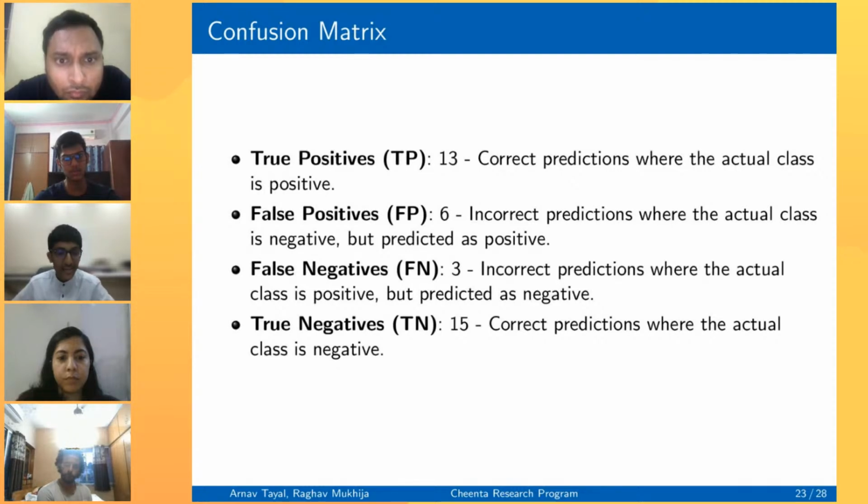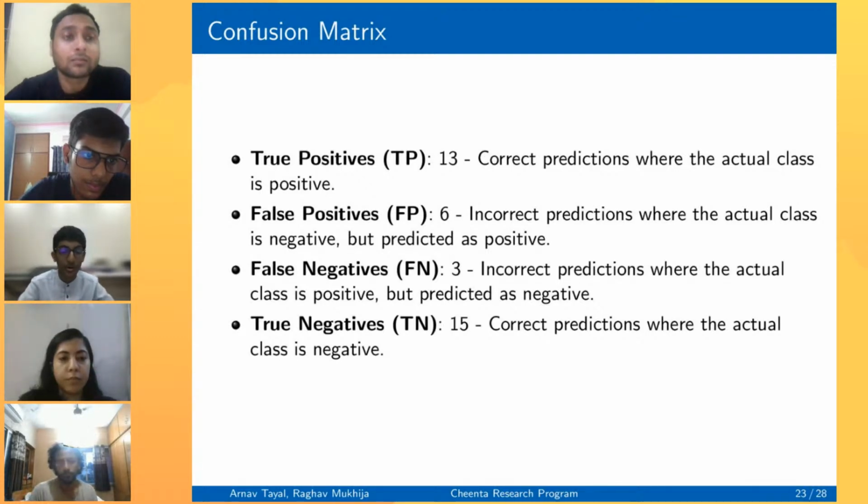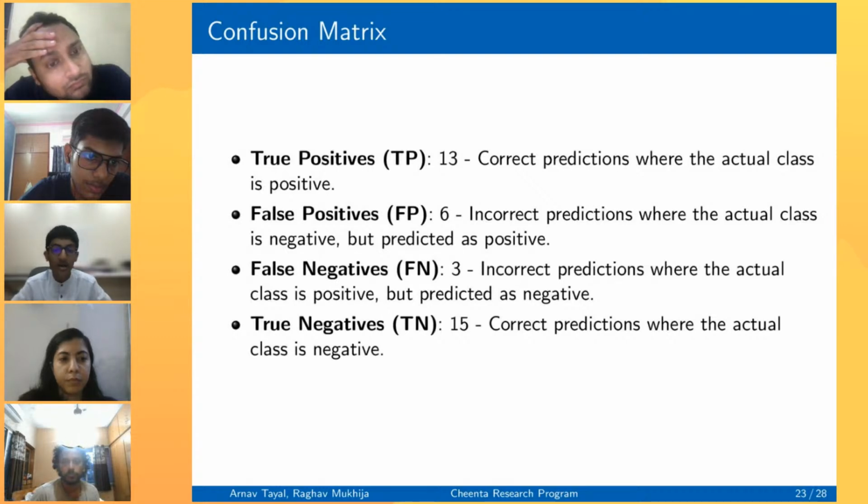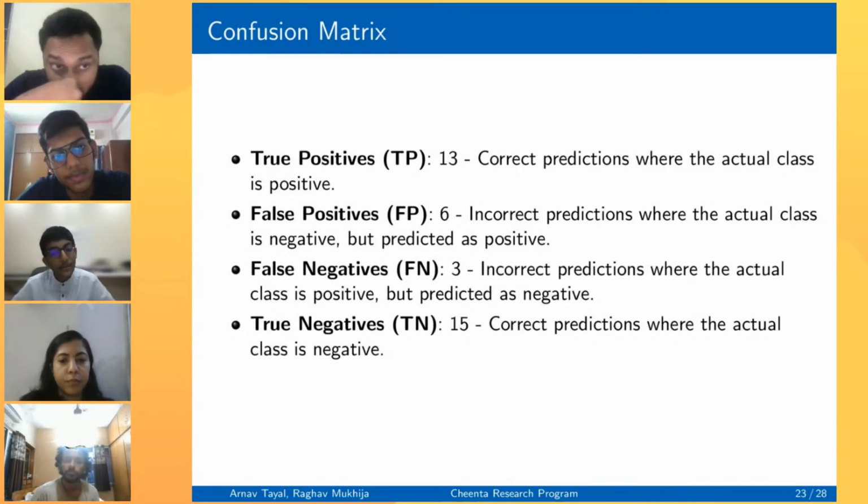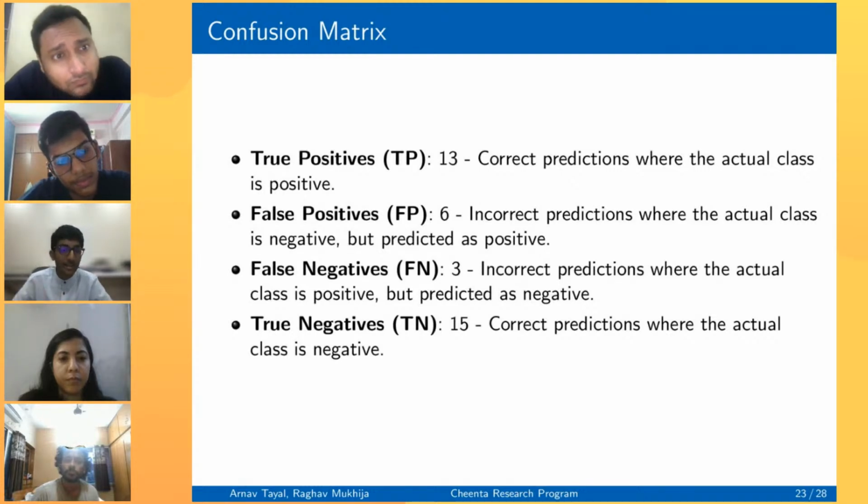False negative is just a negative that is false, meaning the person actually had brain tumor, but the model said that you don't have a brain tumor. True negative is when you correctly predict that the brain tumor wasn't there. Now, if you notice, the false positives are greater than the false negatives, which is quite necessary.